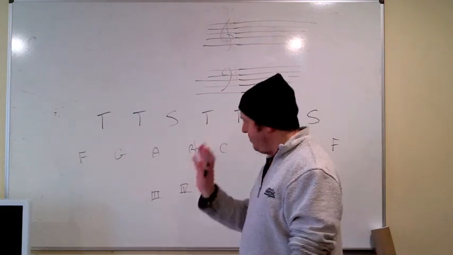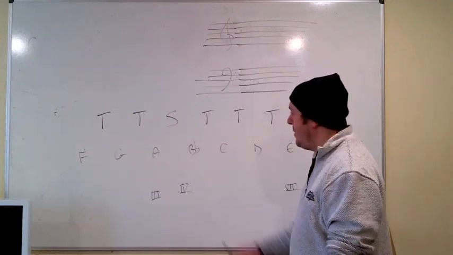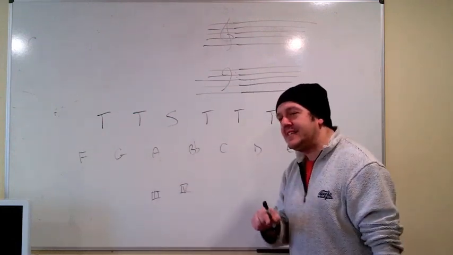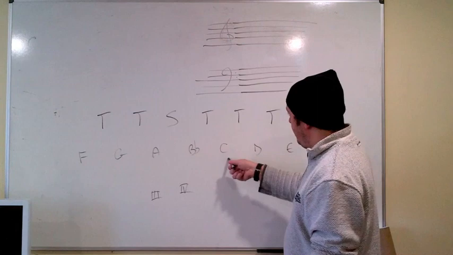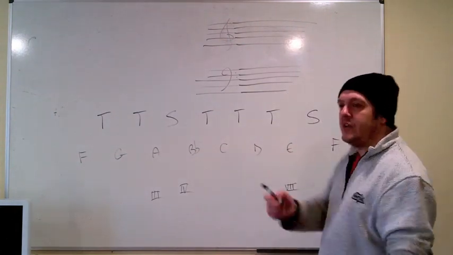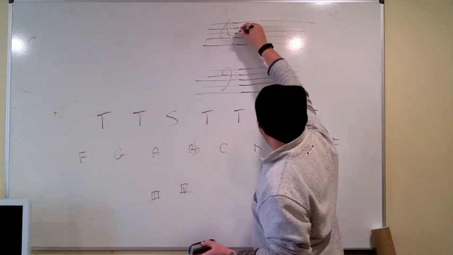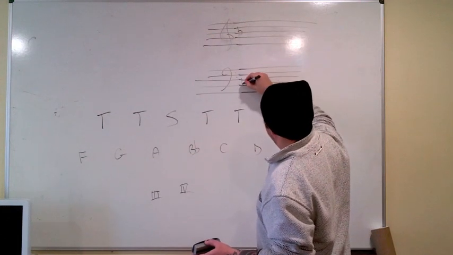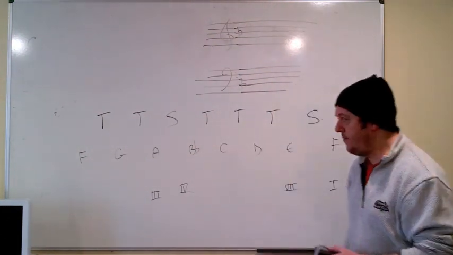I push the B back a semitone so it becomes B flat. Now A, B flat is a semitone. The rest is fine. That's a tone, that's a tone, tone, tone. So that's where the flat comes from. That's F major.